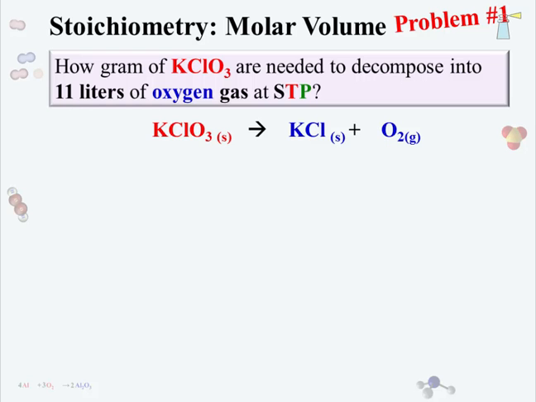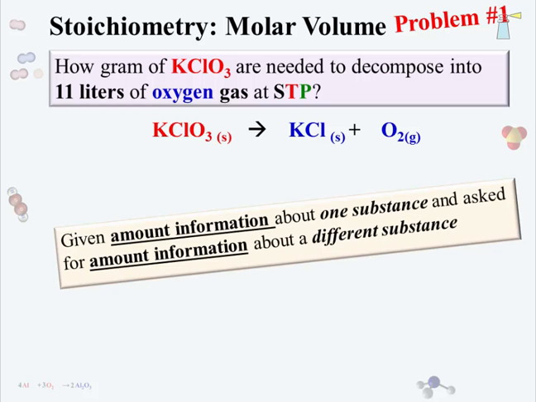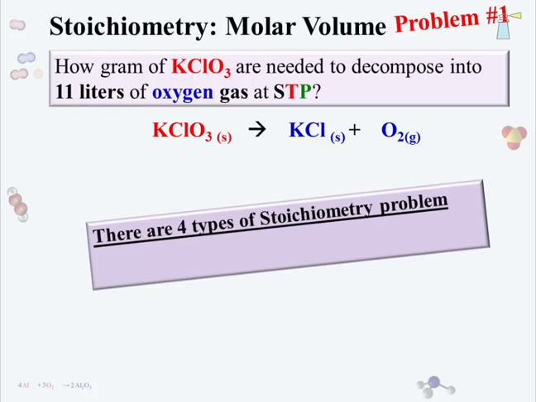Is this a stoichiometry problem? Does it give information about one substance and ask for information about another substance? Yes, it does. Of the 4 types of stoichiometry problems listed earlier, this problem falls under the mass to volume or volume to mass type. And to be clear, the volume is volume of gas, not volume of a liquid solution.